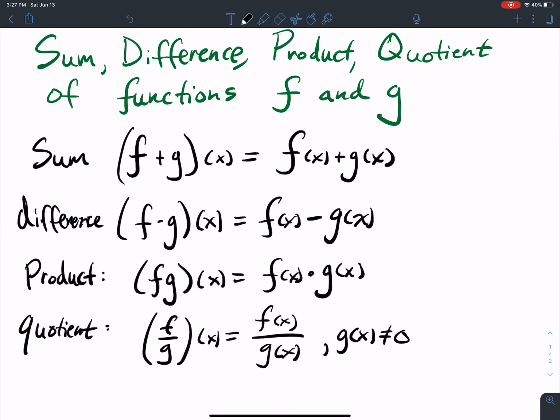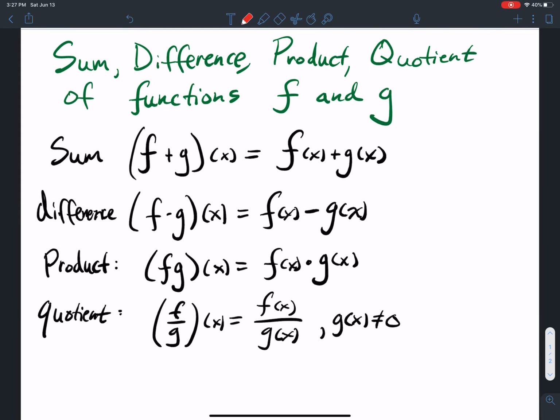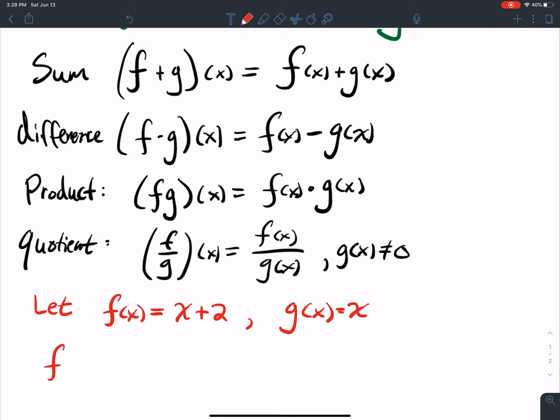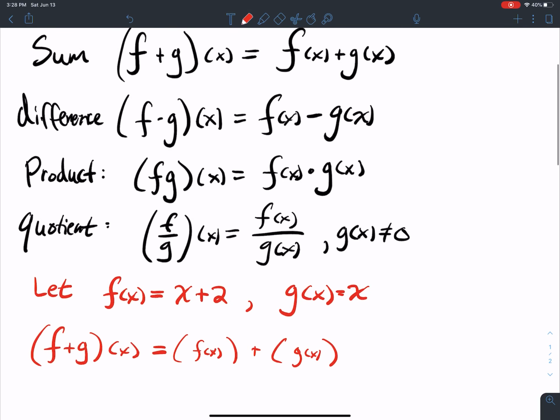All right, so to show you how simple these rules are, let's take some functions here. Let's define f of x to be x plus 2, and let's define g of x to be x. Now say that I want to find f plus g of x. What do I do here? I literally take the definition, that's f of x plus g of x. Okay, so what does that equal?